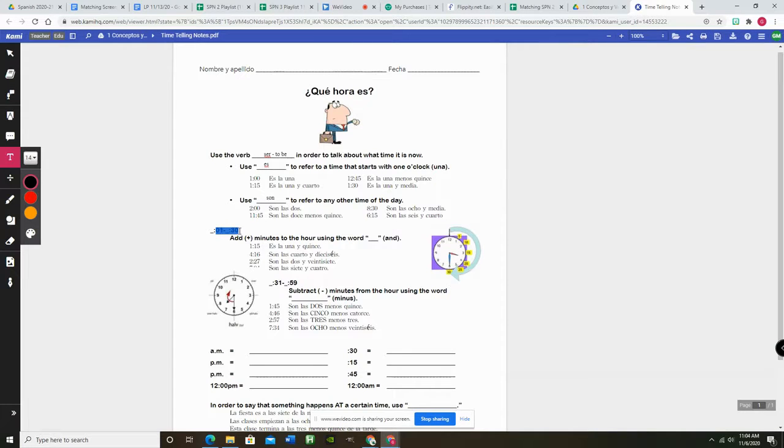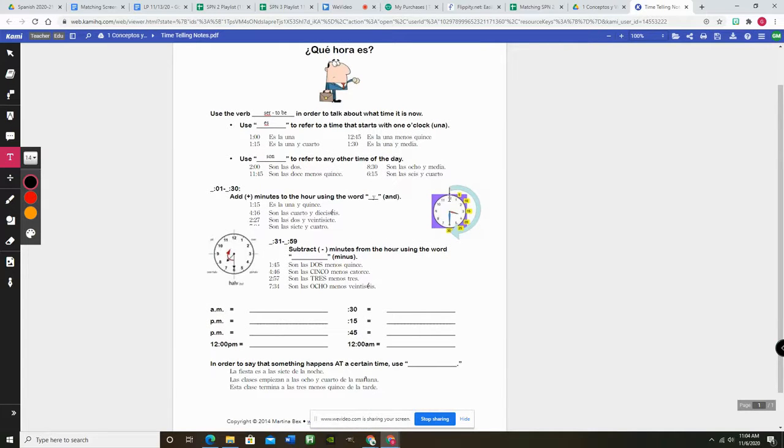Between minutes 1 and 30, you will add minutes to the hour using the word for and, which is e. If I want to say it is 1:15, es la 1:15. It is 1 and 15. If I want to say it's 4:16, son las cuarto. Actually, it should be cuatro. Son las 4:16. It is 4 and 16 minutes. We add between the minutes of 1 and 30.